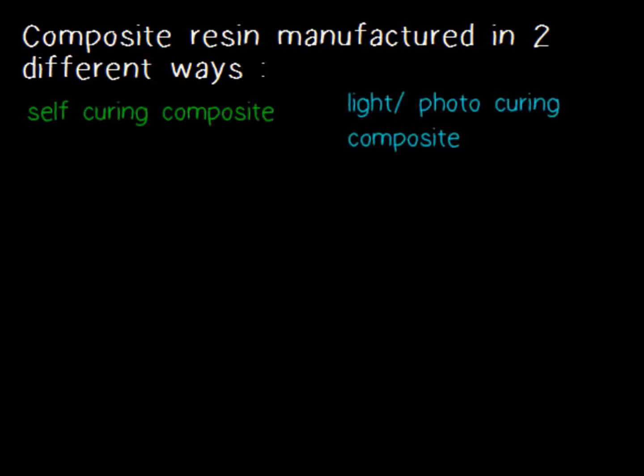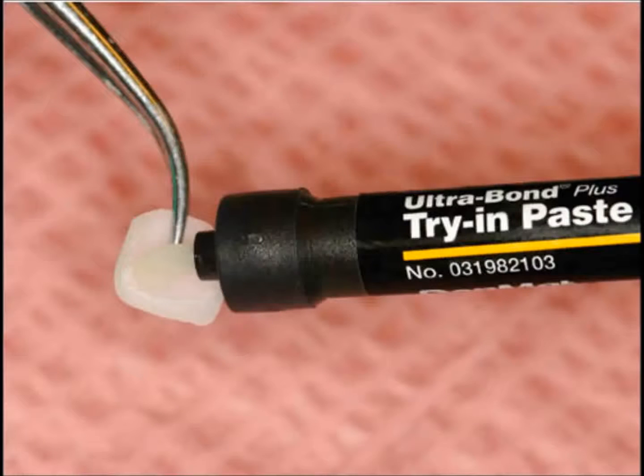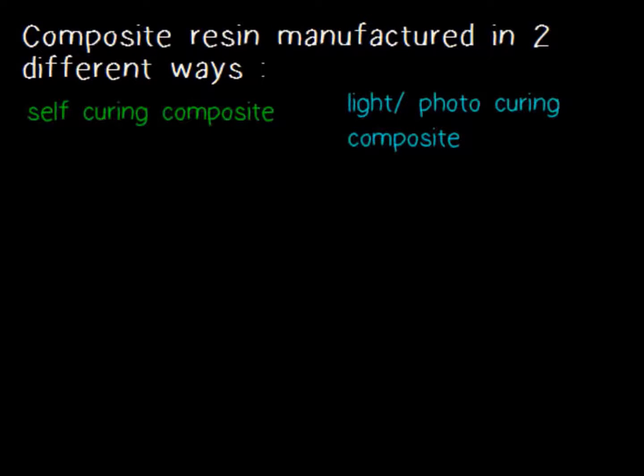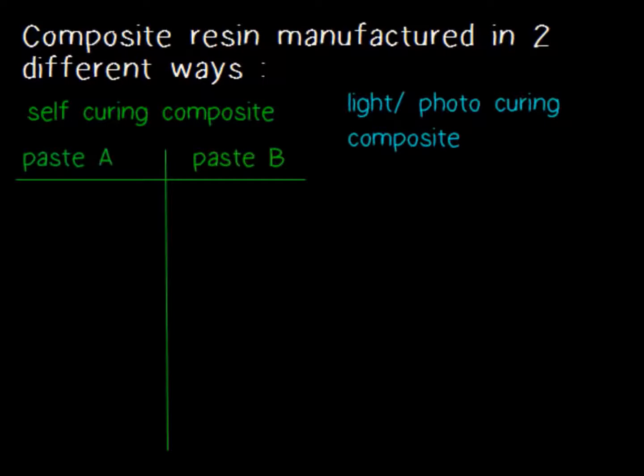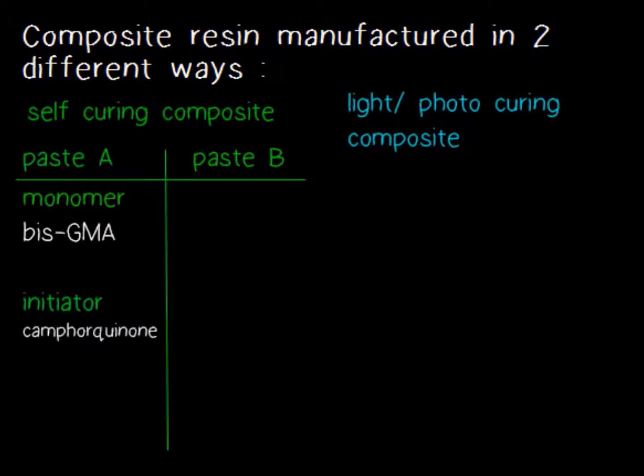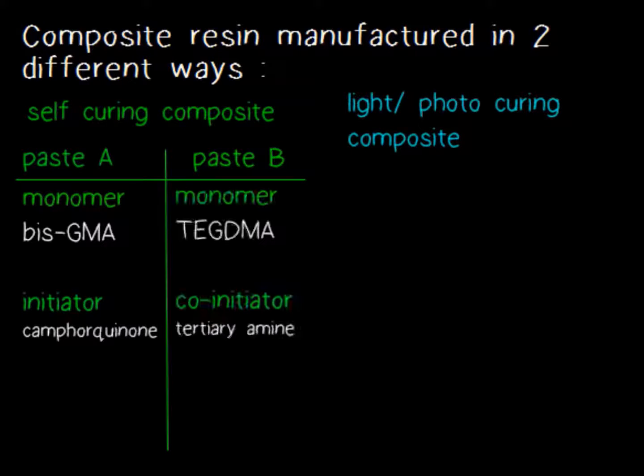Dental composite is manufactured in two different forms that are self-curing composite and light-curing or photo-curing composite. Both have a similar mechanism by which dental composite resin is converted to a rigid solid. Let's talk about self-curing composite first. Self-curing composite is made by mixing two pastes. Let's call them paste A and paste B. Paste A will contain monomers and initiator. Paste B will contain monomer and co-initiator.